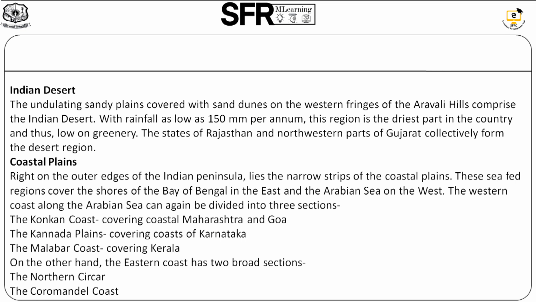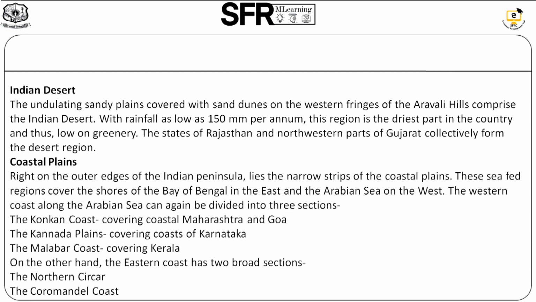Regarding the coastal plains, the next important physical features of India. Right on the outer edges of the Indian peninsula lie the narrow strips of the coastal plains. These sea-fed regions cover the shores of the Bay of Bengal in the east and the Arabian Sea on the west. The western coast along the Arabian Sea can again be divided into three sections.